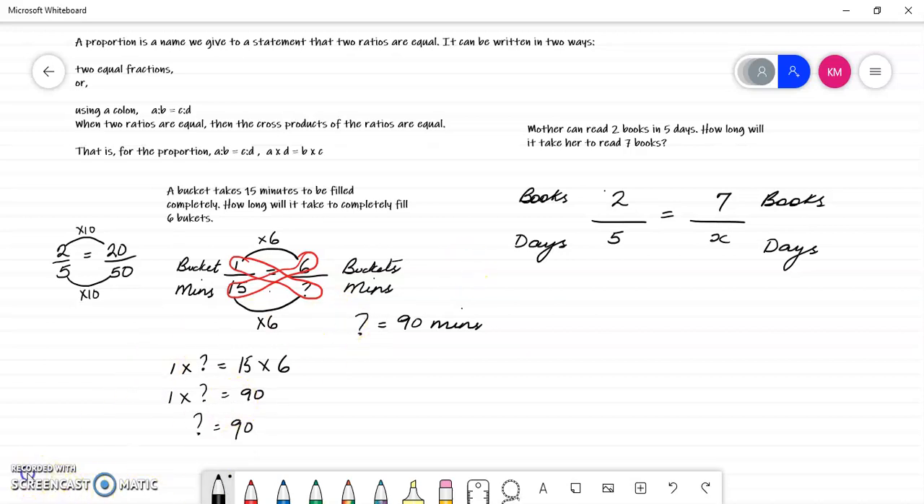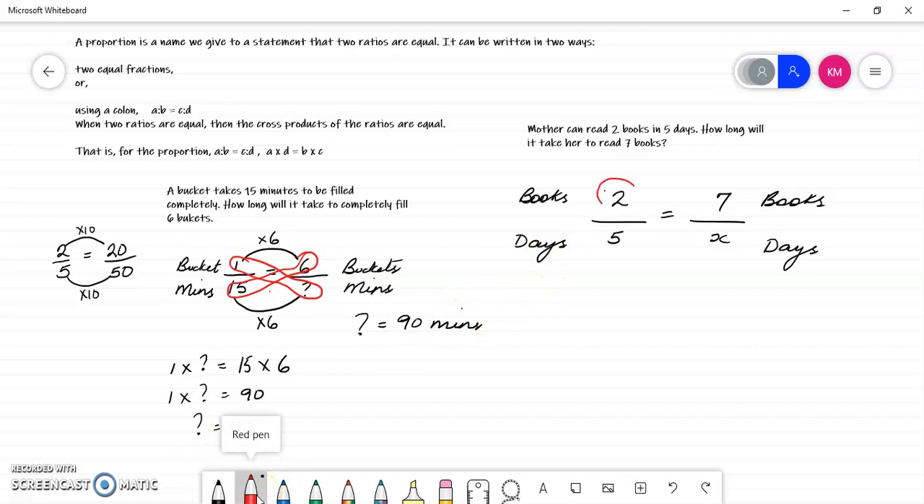How long will it take mother to read 7 books? So let's try to do that equivalent fraction method where we try to determine what I have to multiply that 2 by to give me 7. Now it's kind of difficult to see, right? I am going to have to say 7 divided by 2 to figure out what that value is that I have to multiply 2 by to give me 7. So let's try that cross multiplication method.